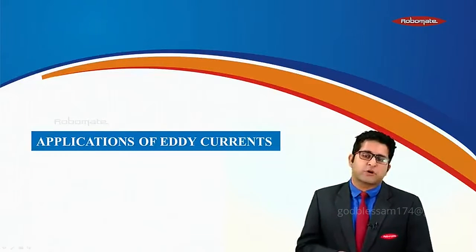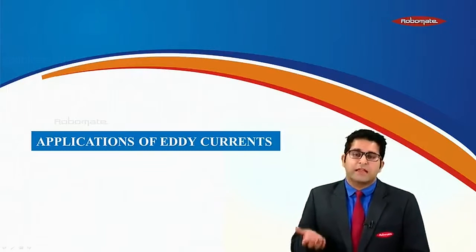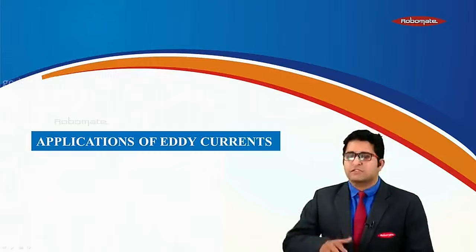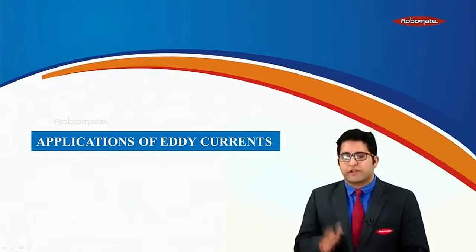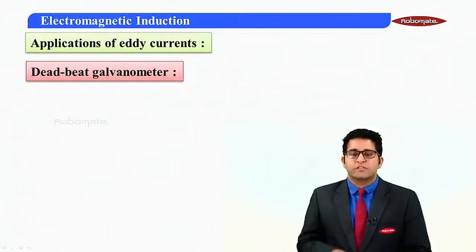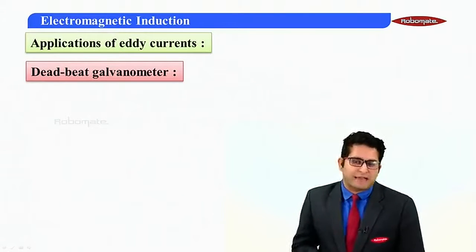Now students, in the previous module we also came to know that it also leads to electromagnetic damping, right? Now let us see what are the different applications of eddy current. Now let us move further. Let us start with the first application, and the first application is in deadbeat galvanometer.